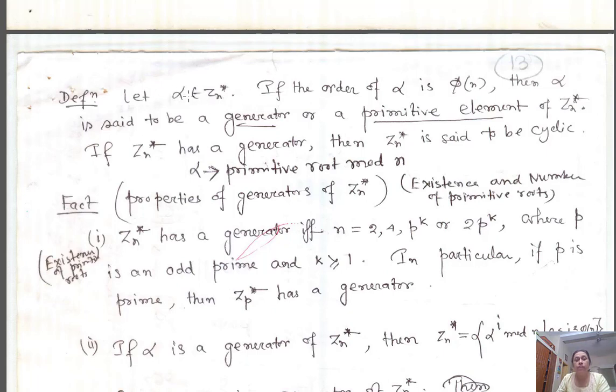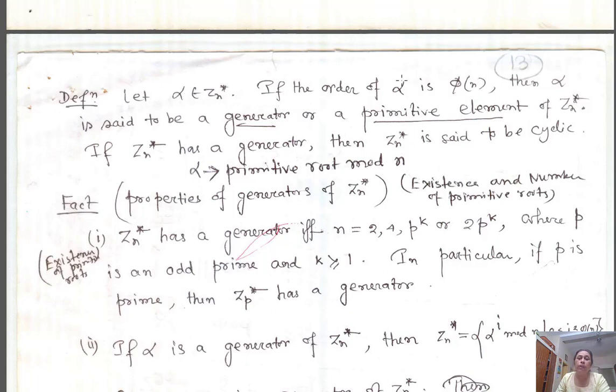Now order of alpha, already we defined order of alpha to be the least positive integer t. Suppose order of alpha is t. What do we mean by that? That means t is the least positive integer such that alpha to the power t gives you 1 modulo n. So alpha to the power t means you raise it to the power alpha square, alpha cube, and t is the least positive integer such that alpha to the power t is equal to 1 modulo n. In that case, t is the order of alpha.